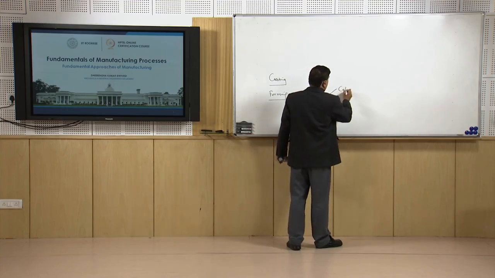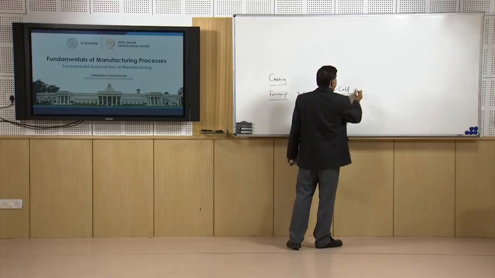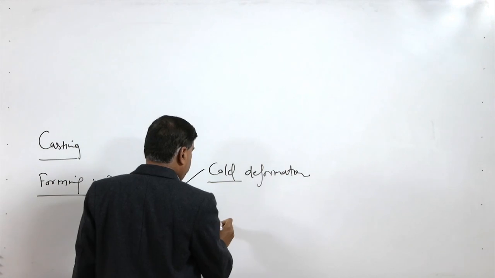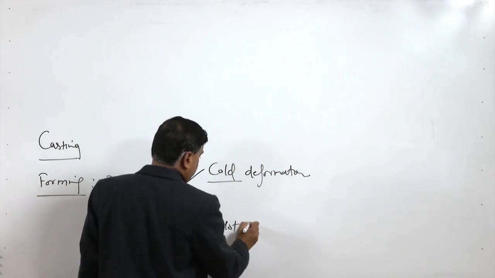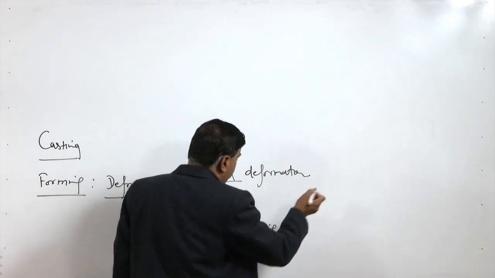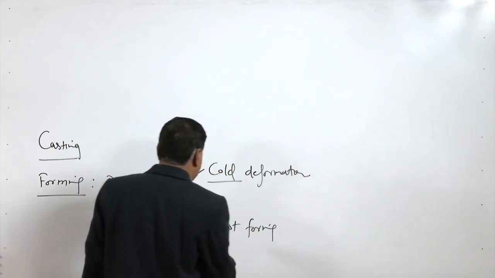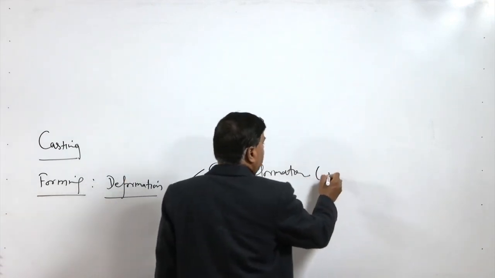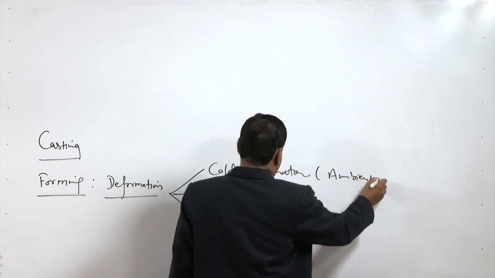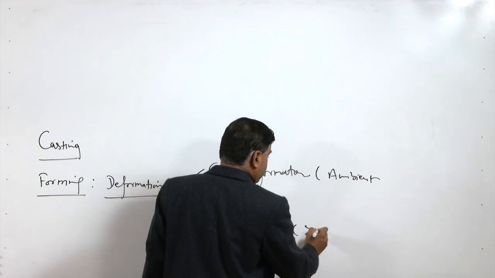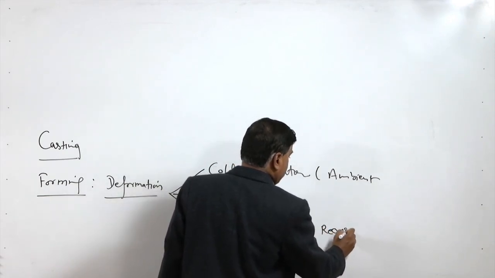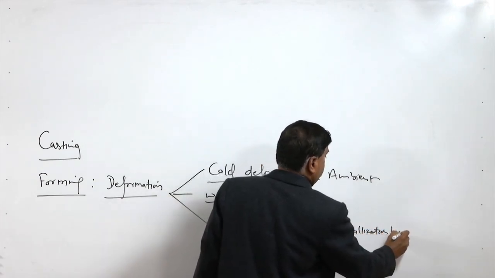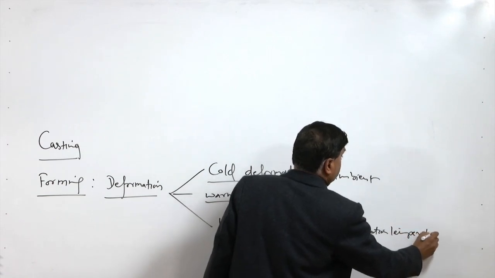One is the cold deformation based approach, and the other is the hot, which is cold forming or hot forming, cold deformation process or hot deformation based processes. And there is one more, warm, depending upon the temperature. So, this is normally carried out under the ambient condition, and this is above the recrystallization temperature, above the recrystallization temperature.